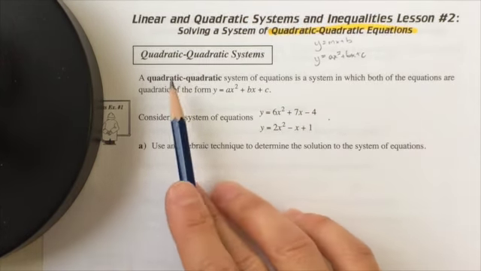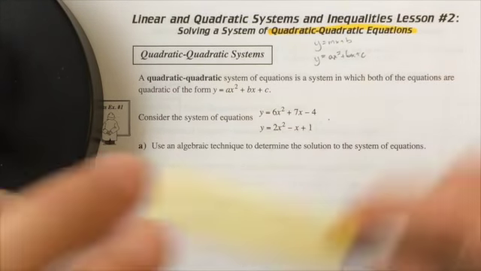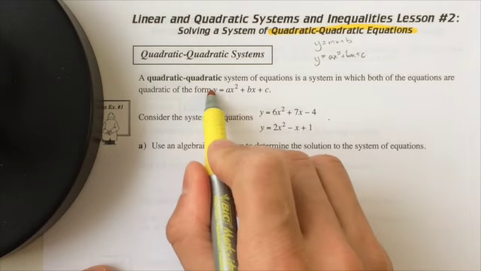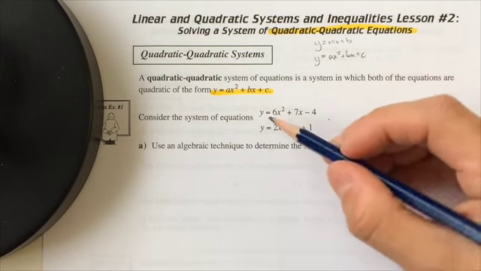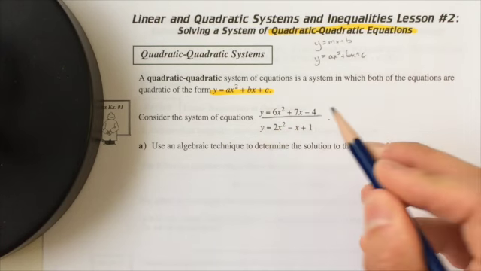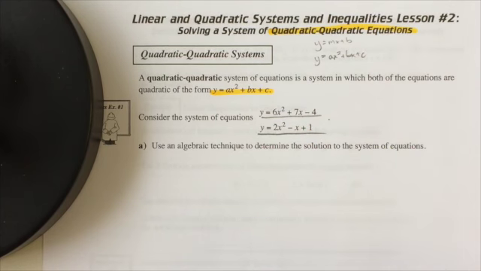Now, when we're looking at the quadratic-quadratic system of equations, both of the equations are going to be in the form of y equals ax squared plus bx plus c. So for this first example, let's consider these two systems of equations. y equals 6x squared plus 7x minus 4, and y is equal to 2x squared minus x plus 1.